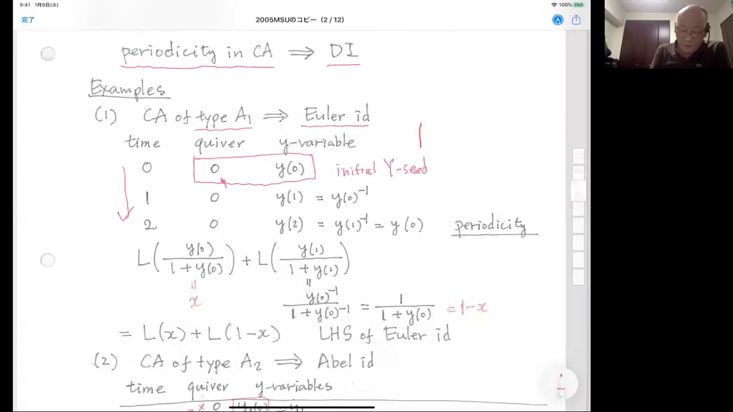You make a mutation at this vertex, and the quiver does not change at all. However, the Y-variable is changed to its inverse. It's just by definition the mutation of the Y-variable. If you make a mutation once again from here to here, the quiver again does not change, and the Y-variable is inverted once again. So it comes back to the original one. This is an example of periodicity: the quiver does not change, and the Y-variable comes back to the original one.